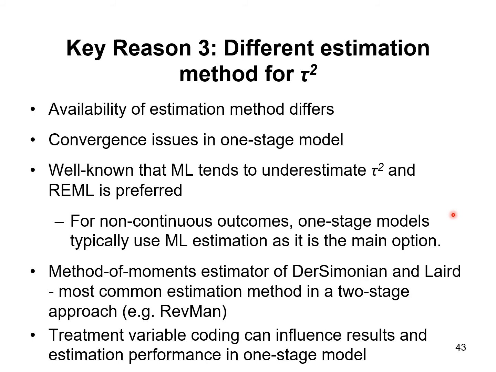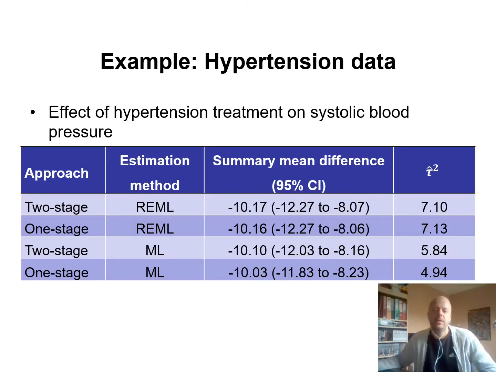A further complication is that the treatment coding, so the way you code treatment, can also influence the results. I'll come on to this in an example. So first of all, focus on the 2 top things. This is looking to see the effect of hypertensive treatment on systolic blood pressure. If I do REML analysis in the 1-stage and the 2-stage and stratify all my terms by study in the 1-stage, like we said before, you get basically exactly the same result.